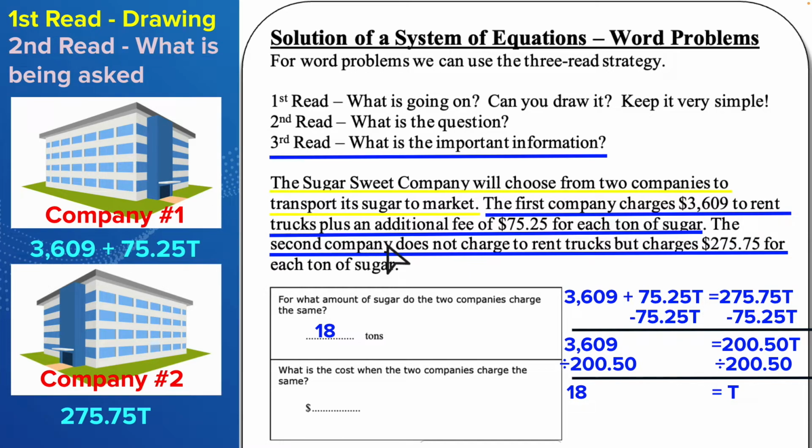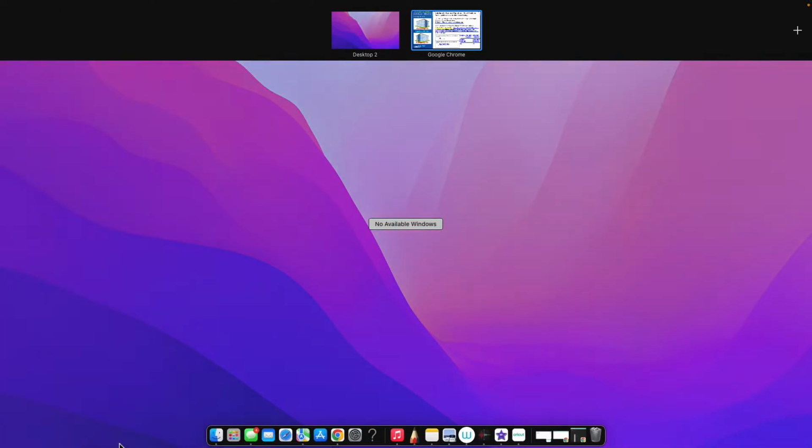So now let's look at question number 2. What is the cost when the two companies charge the same? So we literally just need to go back and say, well, if I'm using 18 tons, I can plug it into either one of the two companies. Doesn't matter which one. So where do I have it here? Oh, I think it's off screen. Darn it. So with this one, if we look at the 275, and I don't know if I can pull the calculator well.